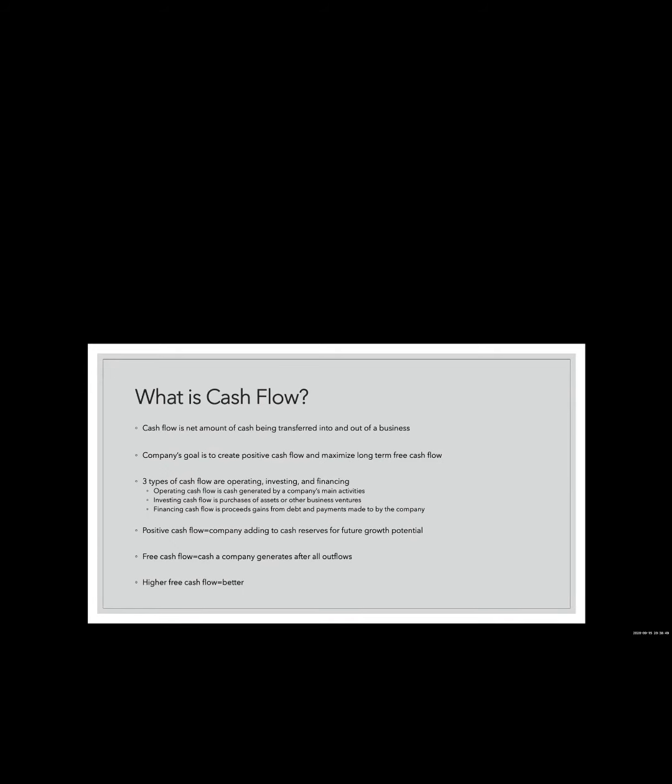What is cash flow? Cash flow is the net amount of cash being transferred into and out of a business. A company's goal is to create positive cash flow and maximize long-term free cash flow. Three types of cash flow are operating, investing, and financing. Operating cash flow is cash generated by a company's main activities. Investing cash flow is purchases of assets or other business ventures. Financing cash flow is proceeds gained from debt and payments made by the company.